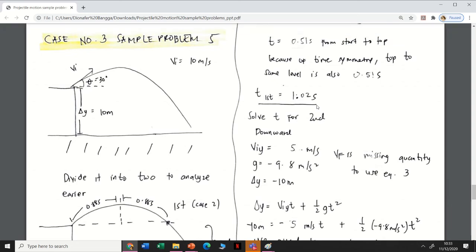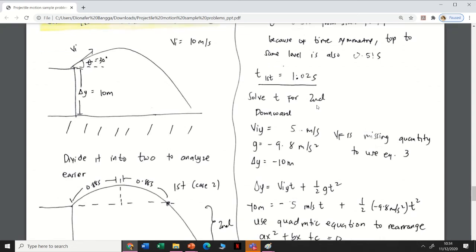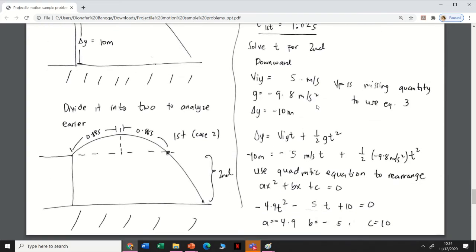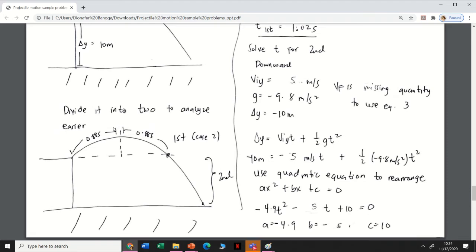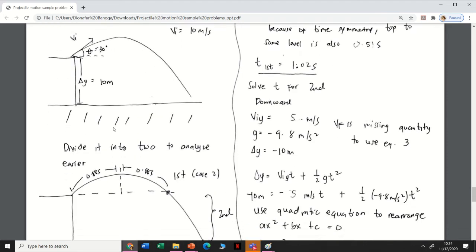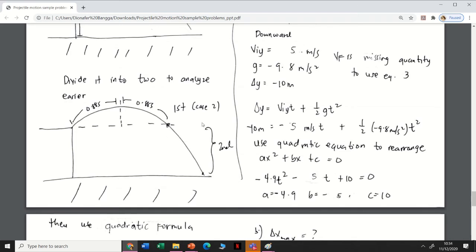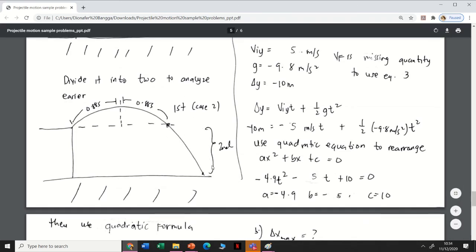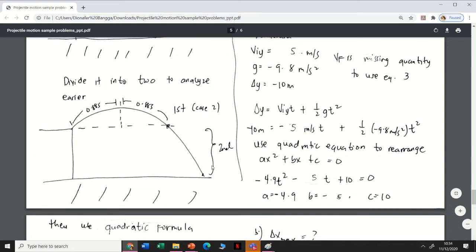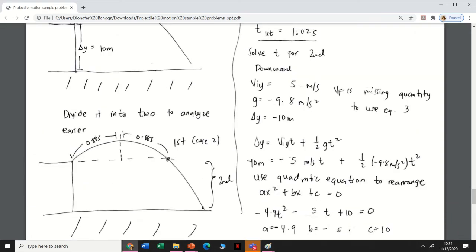Okay, so we are not yet done because that is not yet the total time of the travel of our projectile. It's just the first part. The first part of the travel of our projectile took that object 1.02 seconds. But how about on the last part of its travel, this second part of its trajectory? How do we solve for that?